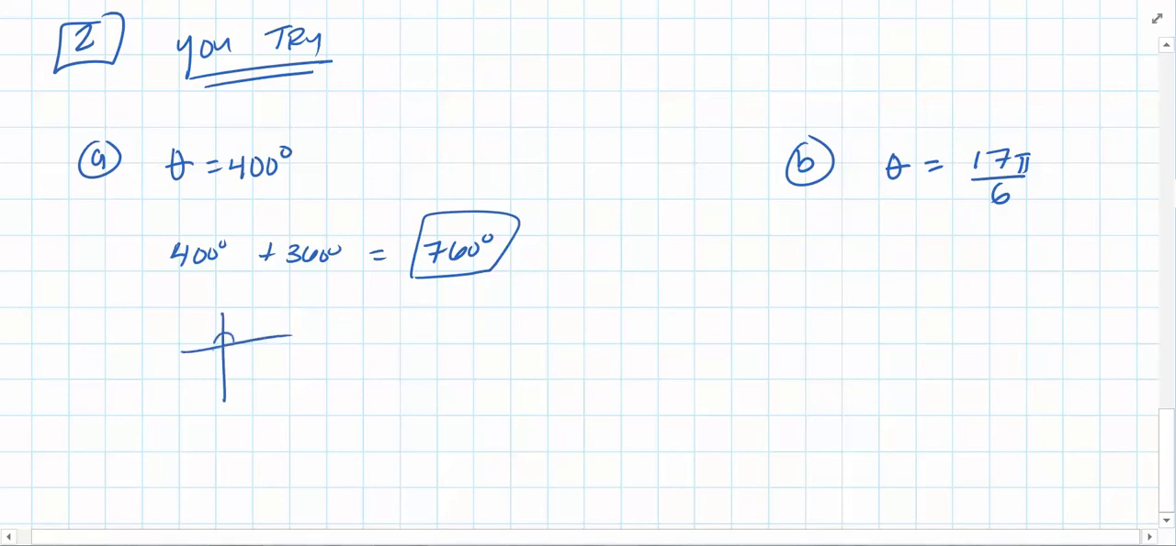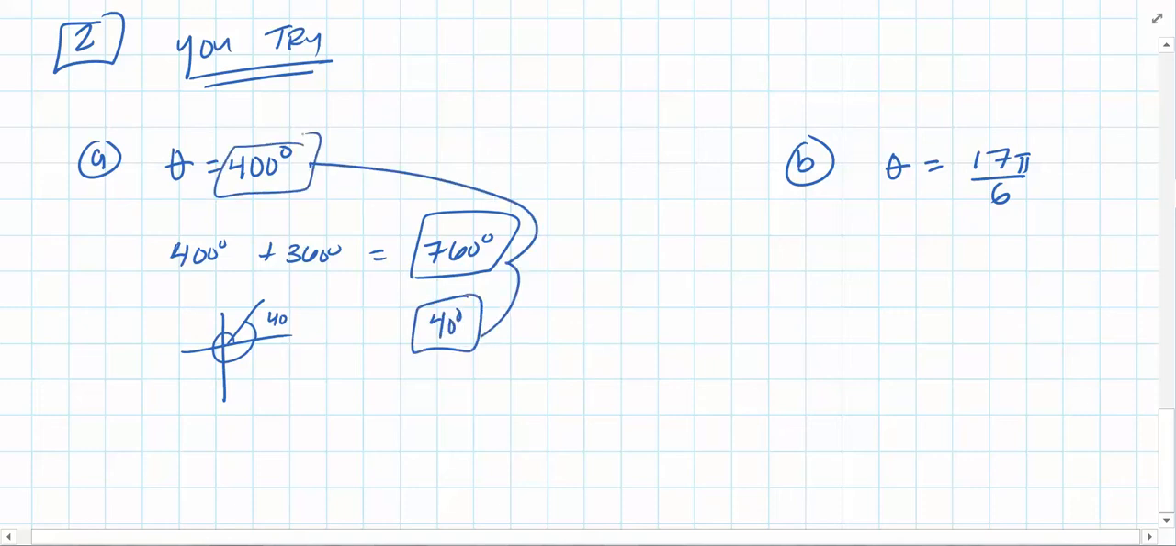Well, look, if I go around 360 and then a little bit more, that's my 400, right? What's the little bit more part? 40 degrees, right? So 40 degrees is also coterminal with 400. These all end up in the same spot.